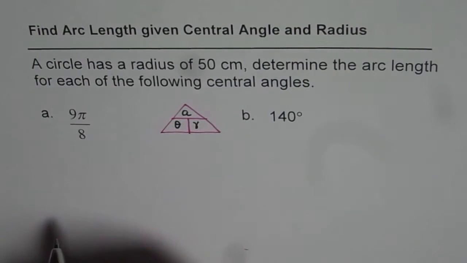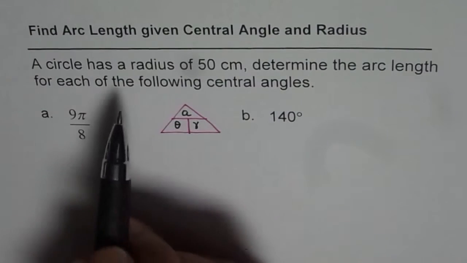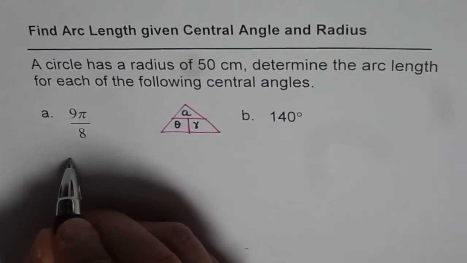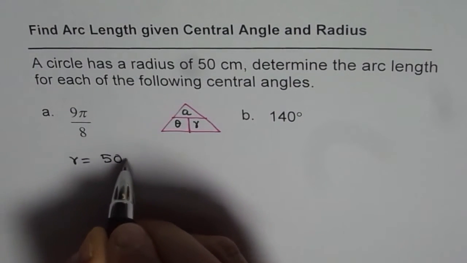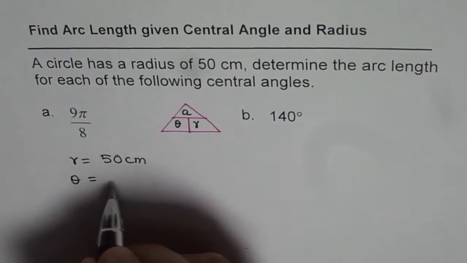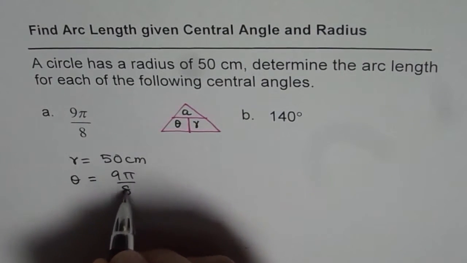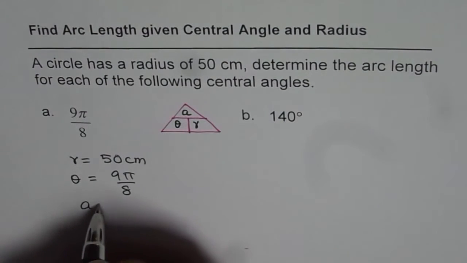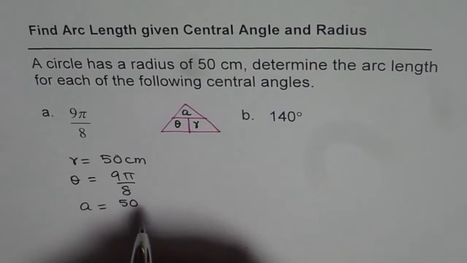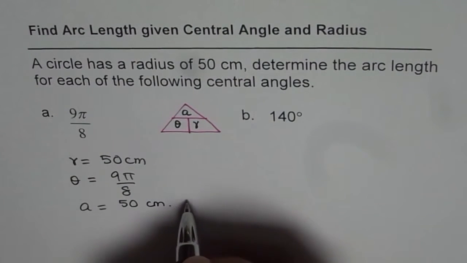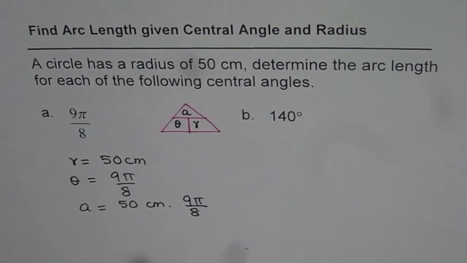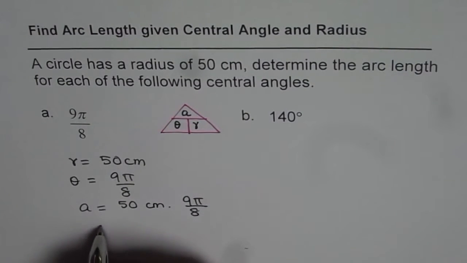So from example 1, we are given that in both the cases, radius is given to us as 50. So we know r is equal to 50 centimeters, right? And theta is given to us as 9 pi over 8. And therefore, A, the arc length, should be equal to 50 centimeters times 9 pi over 8. So that should be the answer, right? So we can use a calculator and find our answer.